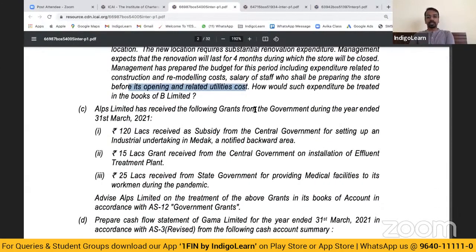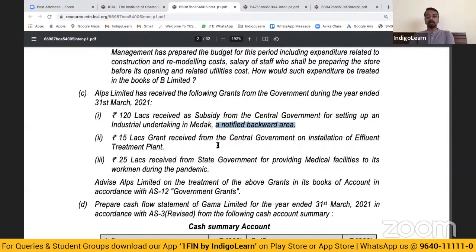The company received the following grants during the year ended 31st March. 120 lakhs received as subsidy from the central government for setting up an industrial undertaking in a notified backward area. It is a grant in the nature of promoter's contribution, so credit to capital reserve. 15 lakhs from the central government on installation of an effluent treatment plant. It is a grant related to a depreciable asset. Either reduce it from the cost or take it to deferred income.